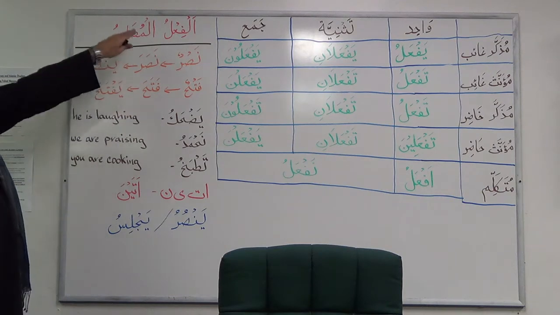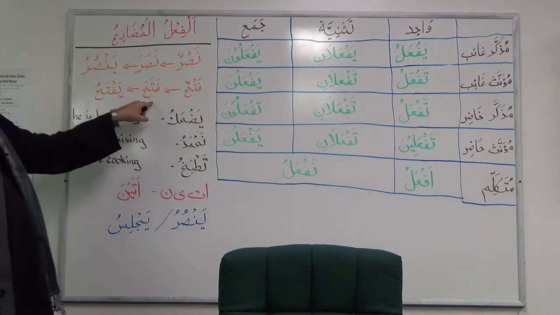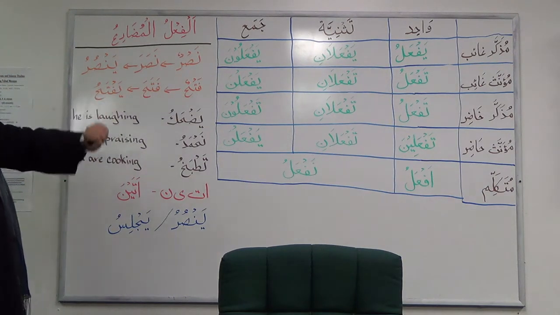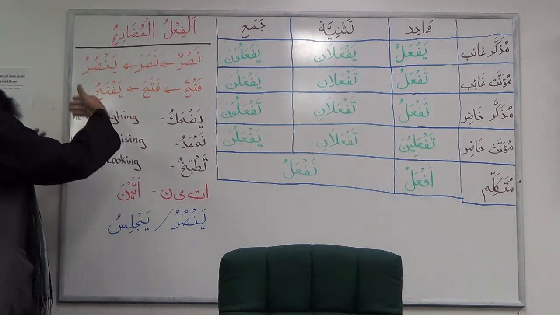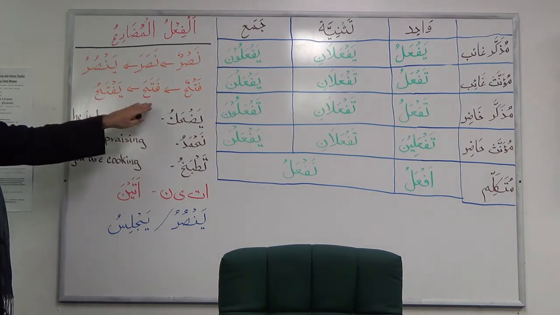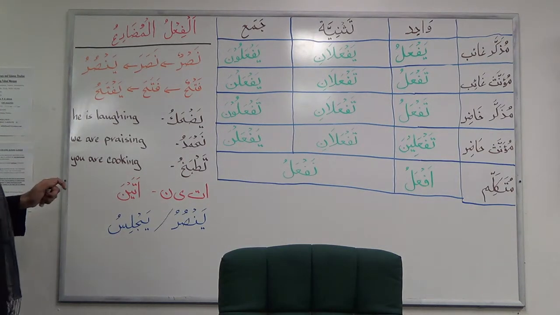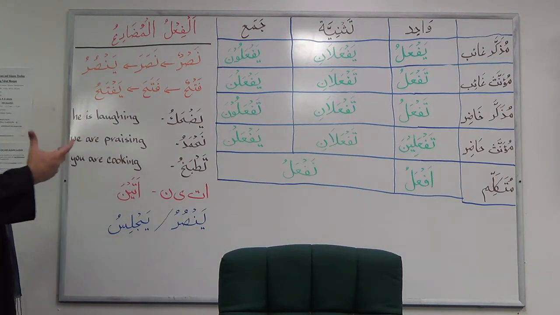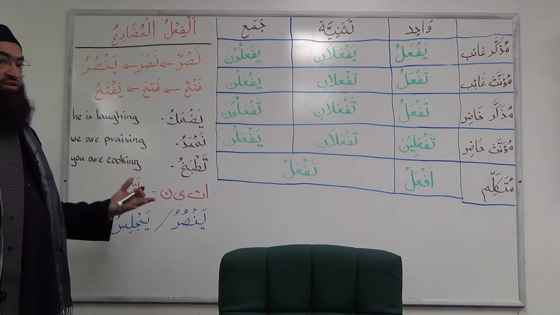How do you make fi'l mudari? You make fi'l mudari from the madi. You don't make it from the masdar, you make it from the madi itself. So what do you do to madi to make fi'l mudari? What do you do to the past tense to make the present tense? Then it's saying that you're going to bring one of the letters of fi'l mudari.